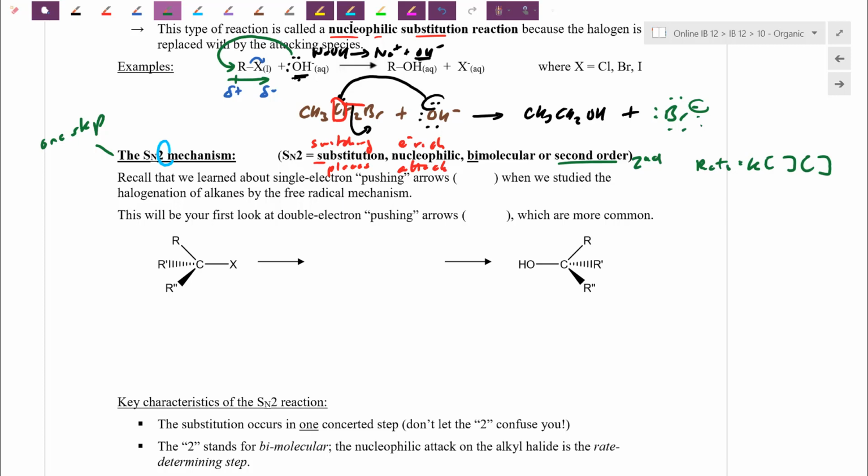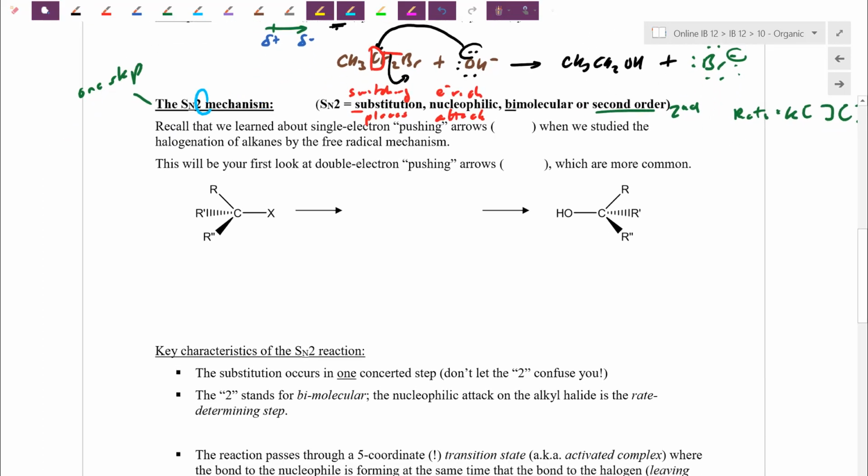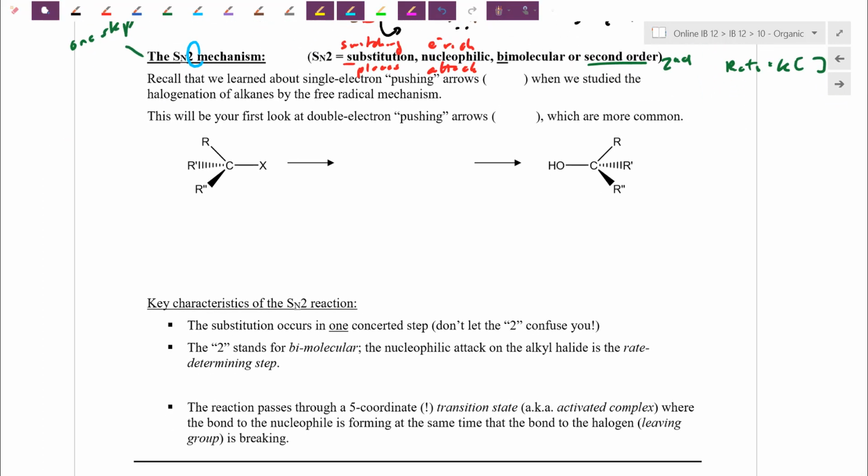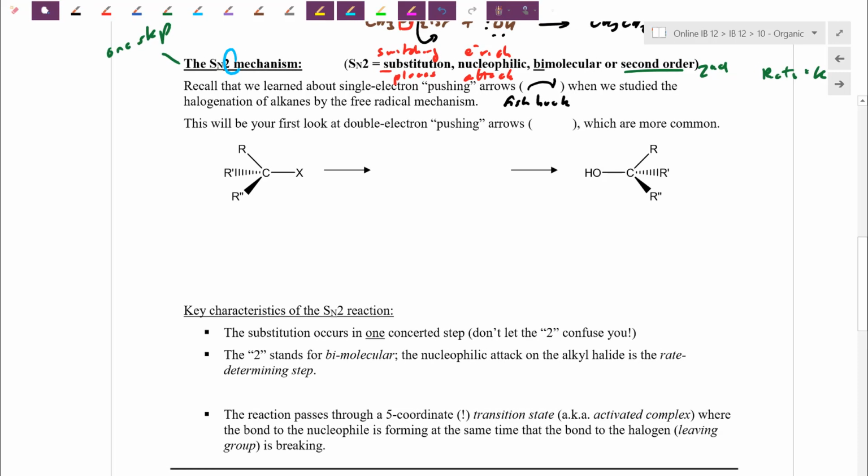Okay? So let's just have a look here. First thing you'll note is SN2 and SN1 are both really common reactions. It's just whether it takes place all in one concerted step or in two different steps. So let's take a look at how the substitution can happen via the SN2 mechanism. So let's recall that we learned about single electron pushing arrows. This one here was called a fishhook, right? Because it is just a half arrow. Where did we see that one there?